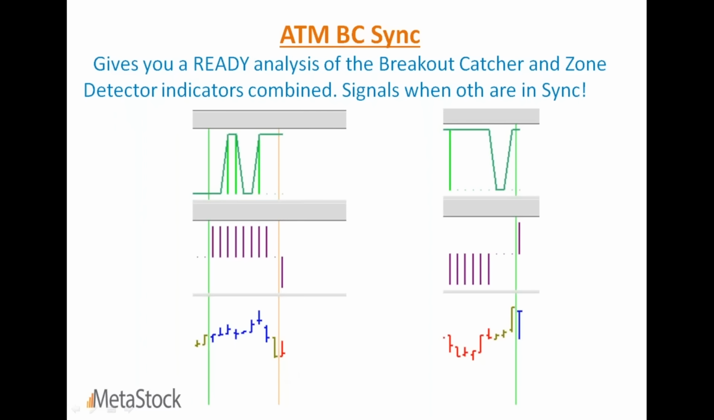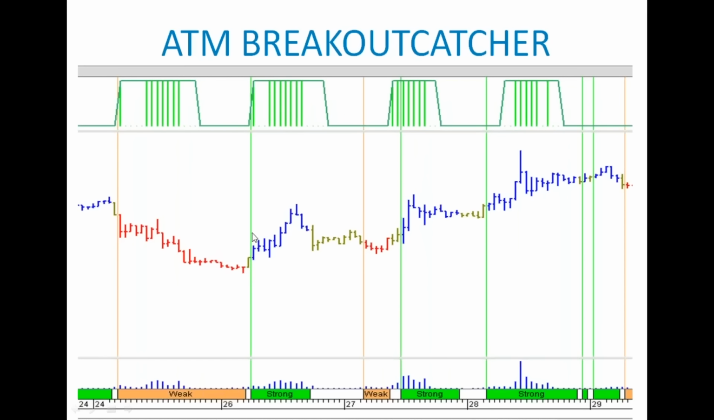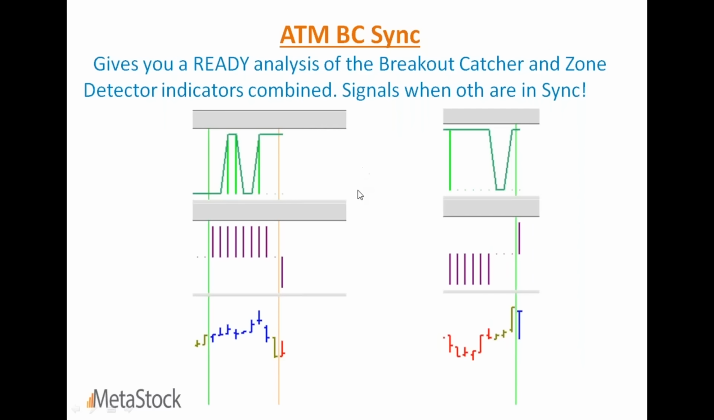So BC Sync is basically going to look for where you have a breakout catcher signal coupled with the zone, and wherever you have a breakout catcher sell or buy where the zone is dormant, it would not feature those signals for you. So how do you add the BC Sync?